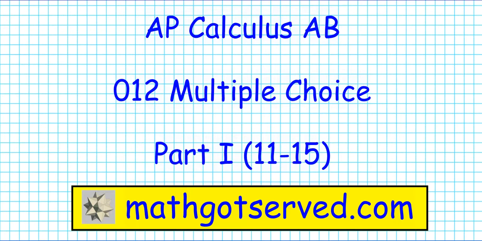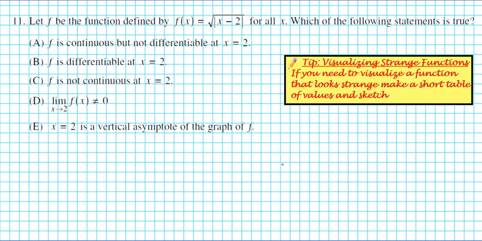In this clip, we're going to be going over problems 11 to 15 of the AP Calculus 012 multiple choice questions. Alright, question 11 reads, let f be the function defined by f of x equals the square root of the absolute value of x minus 2 for all x. Which of the following statements is true?